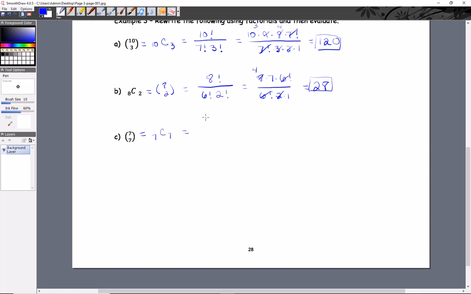All right, so n is 7, 7 factorial over 7 minus 7 would be, that's n minus r, 0 factorial, which we all know to be 1. Remember, just remind ourselves, 0 factorial is 1. Over r factorial, which is 7 factorial. That's just 1. This reduces to 1 over 1.